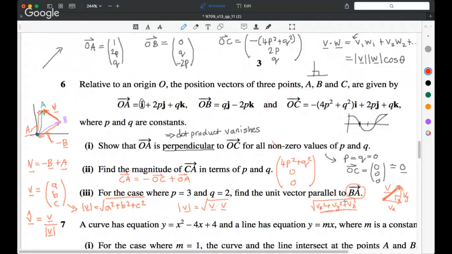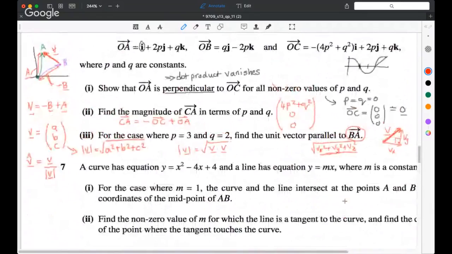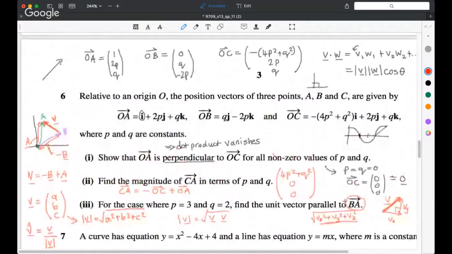Does anyone have any questions about this section? Maybe do one more. I've got a question? Yeah. Maybe you said that the vector OA minus OC is equal to 4p squared plus q squared. Isn't it also plus 1? You're absolutely right. Oops. Good spot. That's exactly right. Where did that one come from, Mark? The vector OA. That's it.